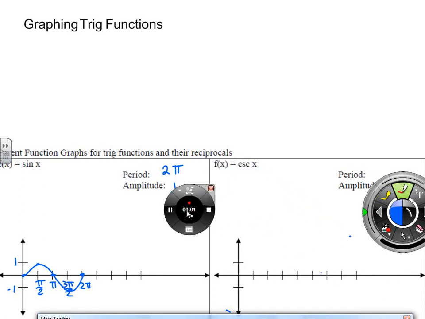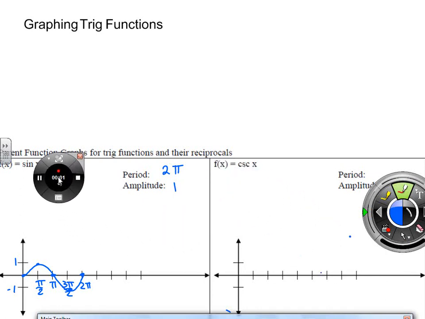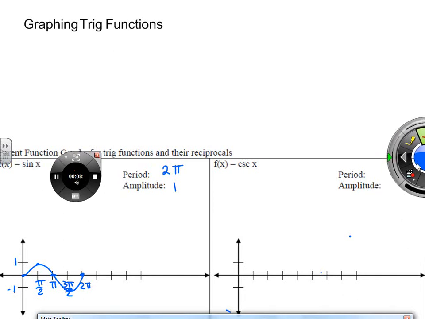Okay, so our focus of the day is going to be the ability to graph the reciprocal functions. So the reciprocal of the sine function is the cosecant function. I'm putting these two next to each other for a very distinct reason, because I'm going to be able to obtain the cosecant graph from the sine graph.